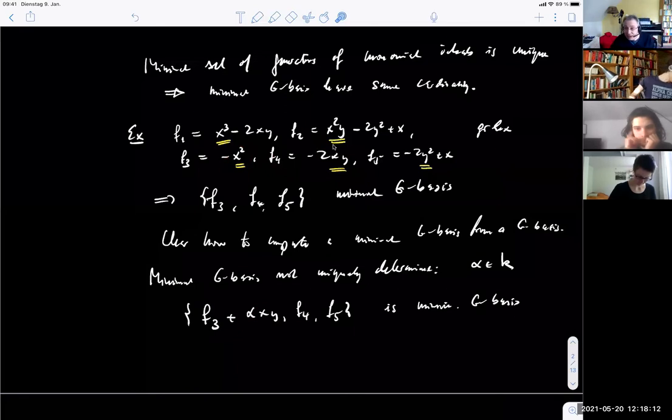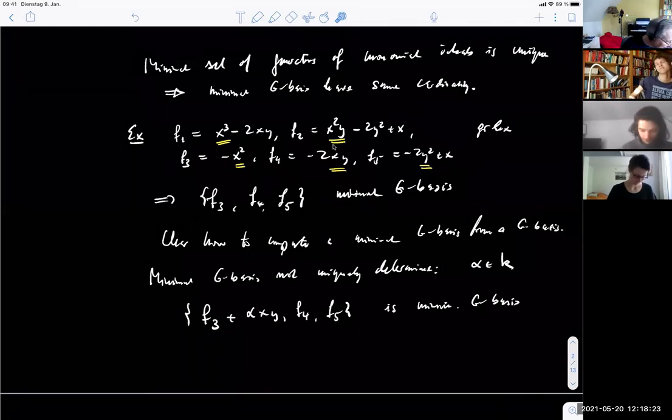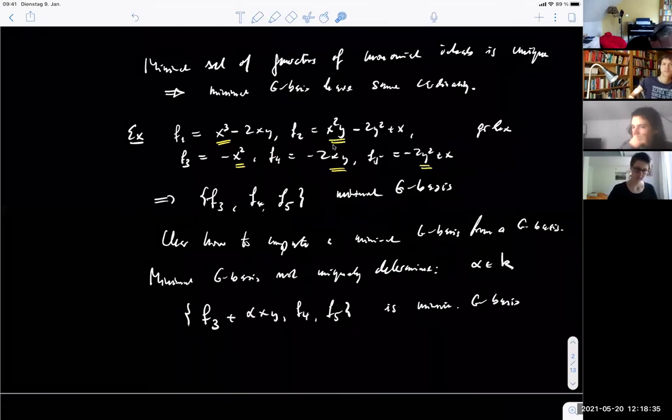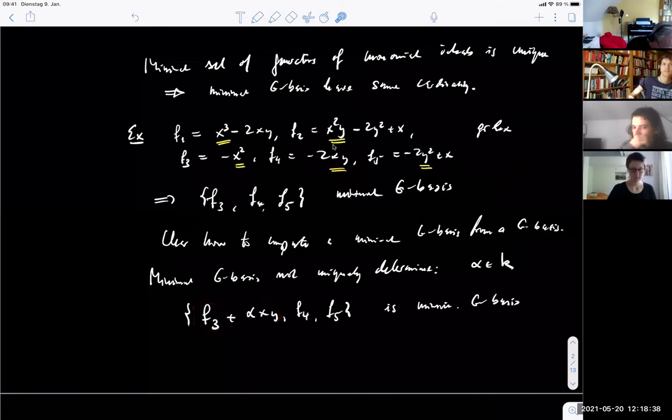So there are many. So we want to have another notion which is unique, and this is the notion of a reduced Gröbner basis. A reduced Gröbner basis will be unique. Okay, so let's define what that would be. In this example, we can get rid of this alpha xy by making a division with remainder by f4. If we divide, this will go away.